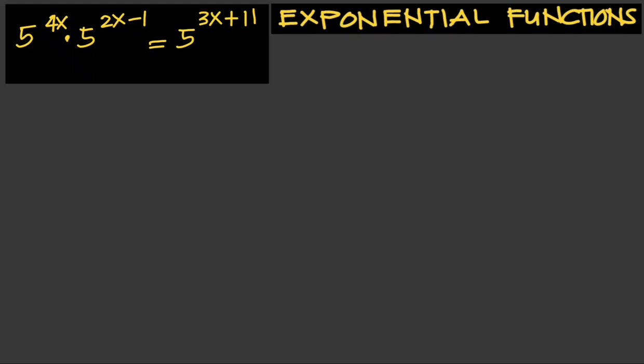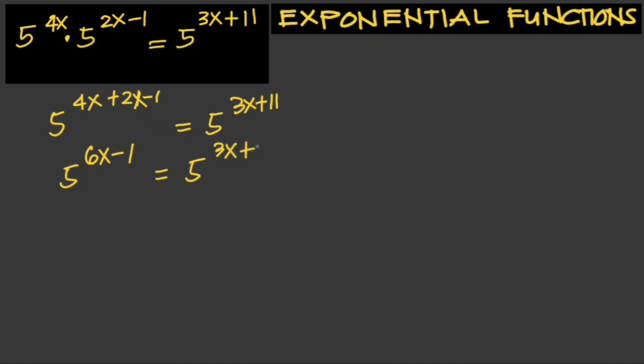So on our left side, we can just simplify the exponents by adding them up. So 4x plus 2x minus 1. This would be 5 to the 4x plus 2x minus 1 equals 5 to the 3x plus 11. So that would be 5 to the 6x minus 1 equals 5 to the 3x plus 11. Since both sides have the same base, we can just equate the exponents. It will be 6x minus 1 equals 3x plus 11.